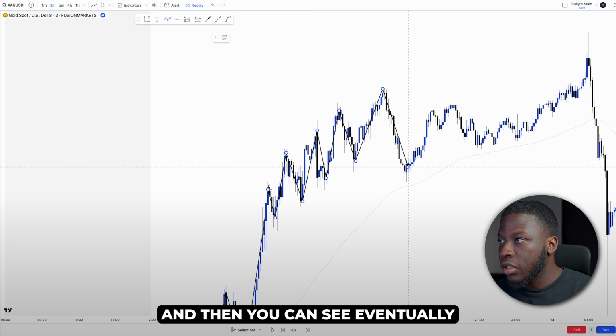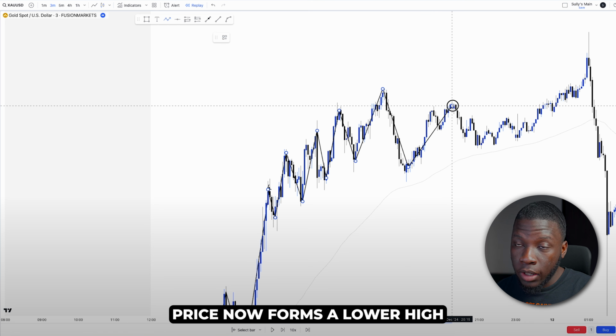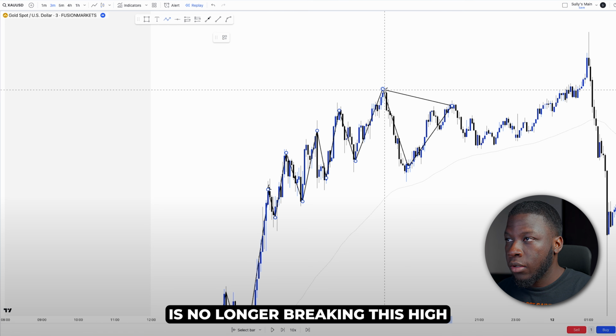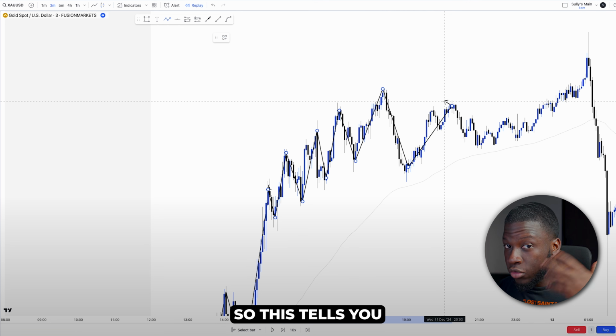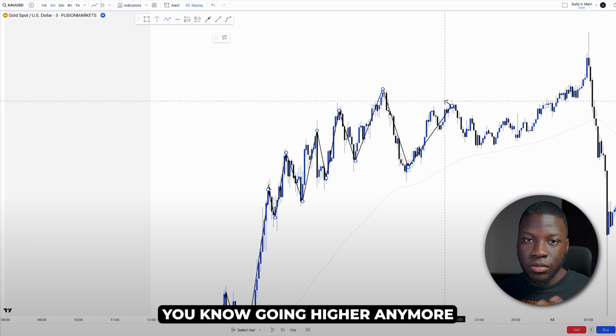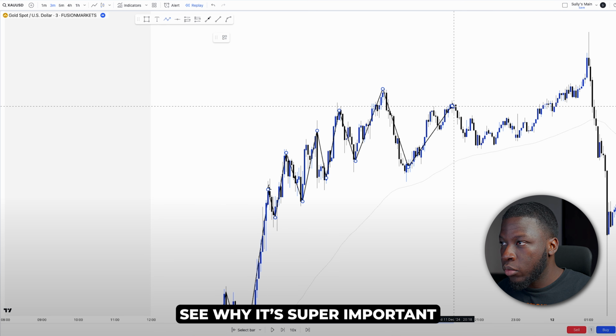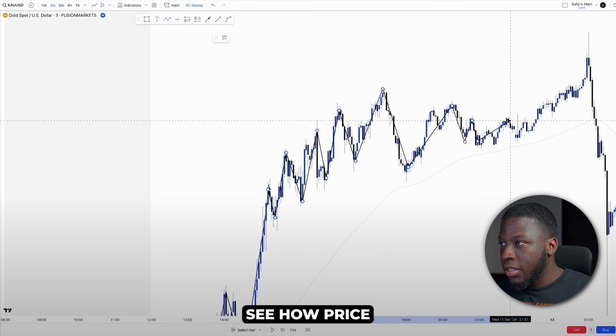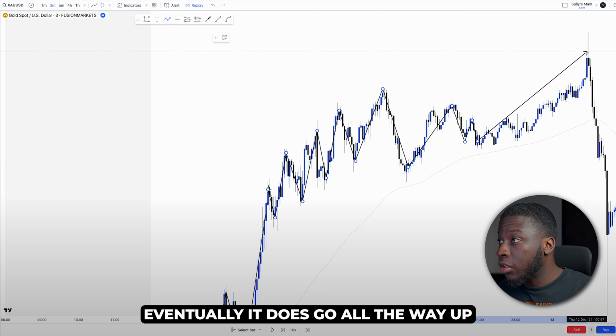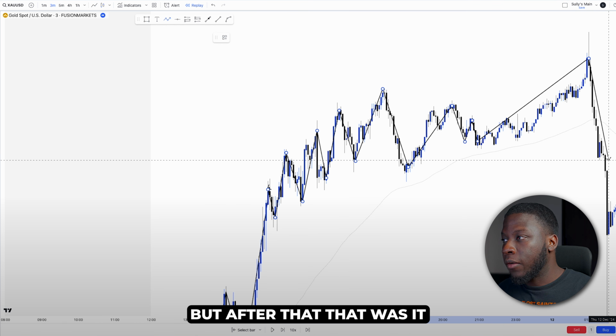And then you can see eventually price now forms a lower high. This high right here is no longer breaking this high. So this tells you, okay, maybe price is not going higher anymore. See why it's super important? Because then you can actually see how price isn't really moving anymore, right? Eventually it does go all the way up, breaks this high, but after that, that was it.